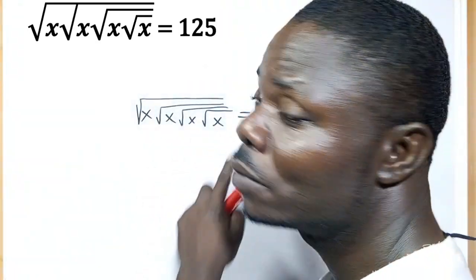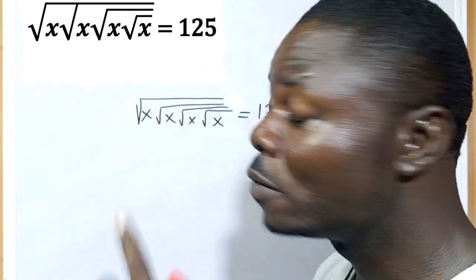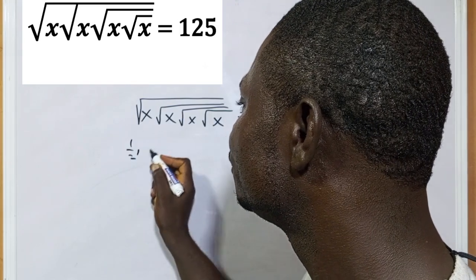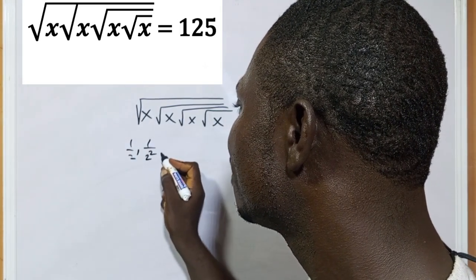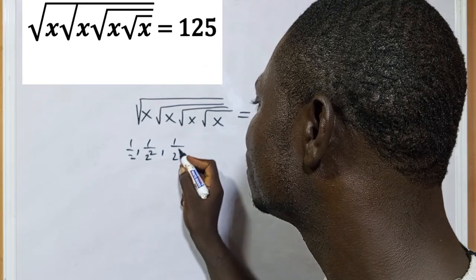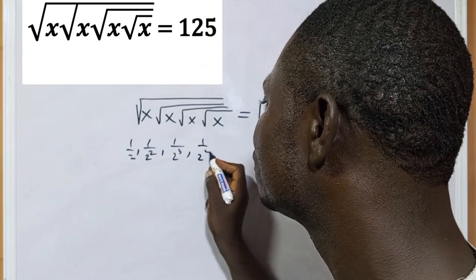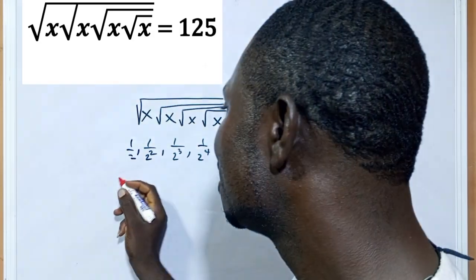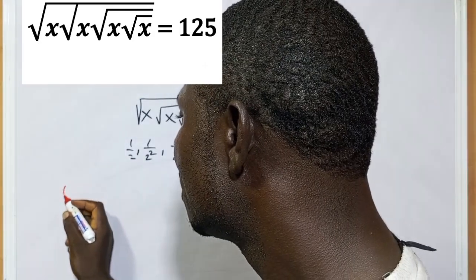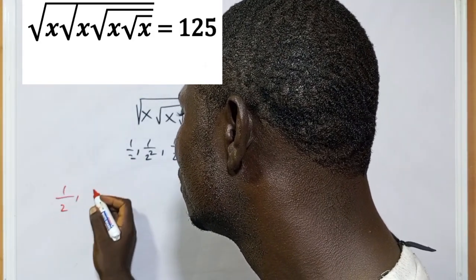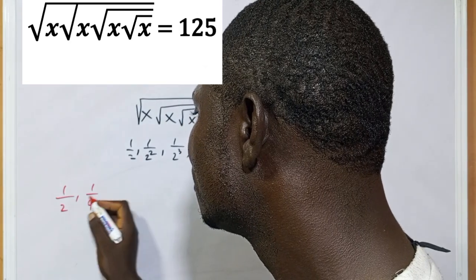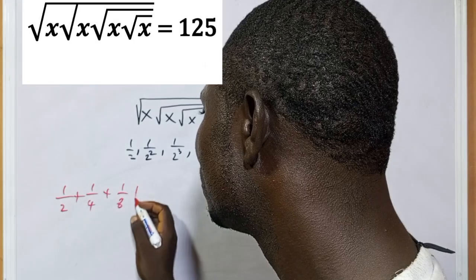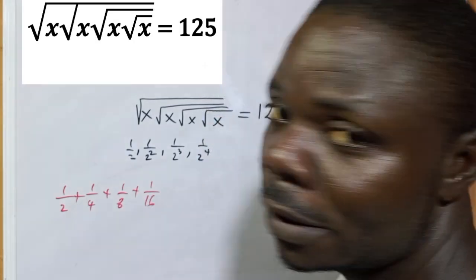Since each square root multiplies the powers by 1 over 2, you shall now have 1 over 2, 1 over 2 squared, 1 over 2 raised to power 3, and 1 over 2 raised to power 4. Then you add them. So you now have 1 over 2, plus 1 over 4, plus 1 over 8, plus 1 over 16.